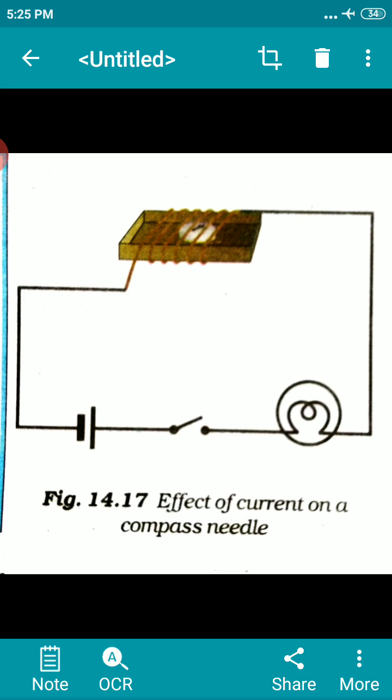What do you observe? Does the compass needle deflect? Move the switch back to the off position. Does the compass needle come back to its initial position? Yes. Repeat the experiment a few times. Then we will come to know that the needle of a compass box is a tiny magnet which points in north-south direction. When we bring a magnet close to it, the needle gets deflected. We have also seen that compass needle gets deflected when the current flows in the nearby wire.